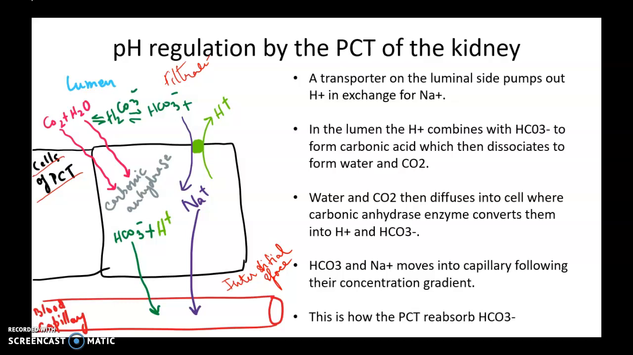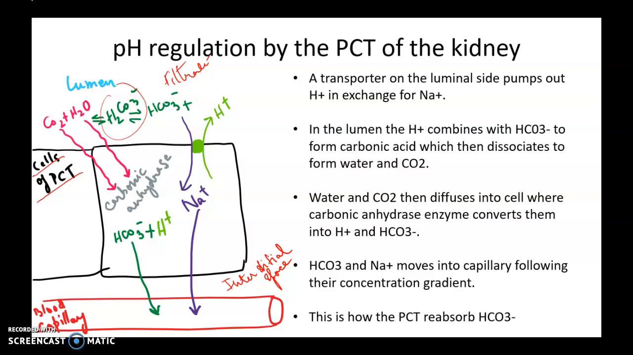Okay, so there is this light green transporter on the luminal side that pumps out hydrogen in exchange for sodium. So sodium comes into the cell, hydrogen goes out. The hydrogen that goes out into the lumen combines with bicarbonate ions to form carbonic acid, as you see here. And then this carbonic acid dissociates to form carbon dioxide and water. Now we have this carbon dioxide and water in the filtrate, in the lumen. They diffuse into the cell, as shown by the big red arrows.